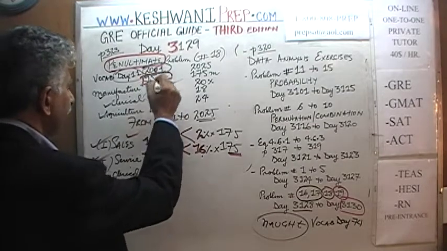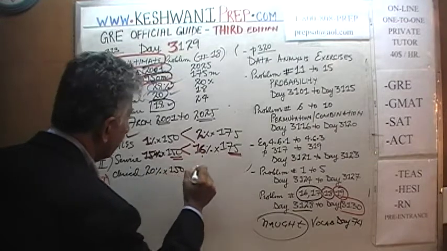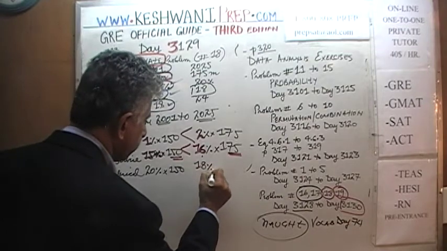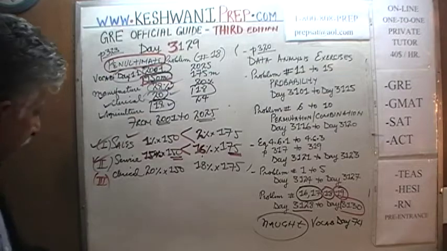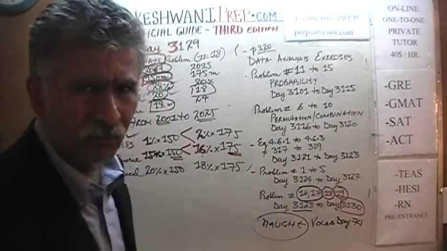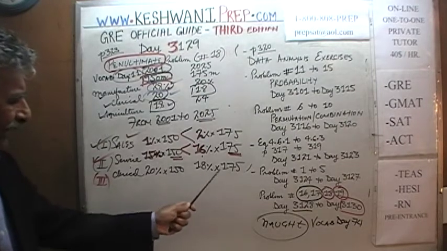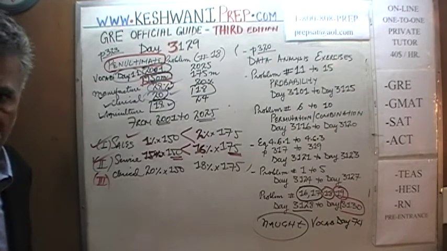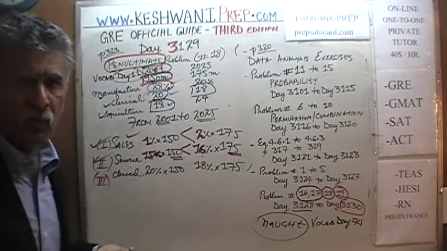20% of 150. 20% of 150 versus 18% of 175. Okay, watch what happens. We don't have to figure out the actual figures, do you understand? Learn to take shortcuts. 20% of 150 versus 18% of 175. This could very well be the quantitative comparison question.